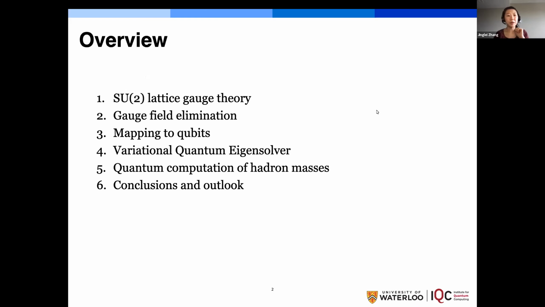And then I will tell you about the specific simulation protocol that we chose, which is this variational quantum eigensolver. I will tell you about its features and why we chose it. And finally, I will show you the results of this quantum computation that we did. So we did this quantum computation of hadron masses, so of the low-lying energy spectrum of the model. And then there will be a summary and an outlook.